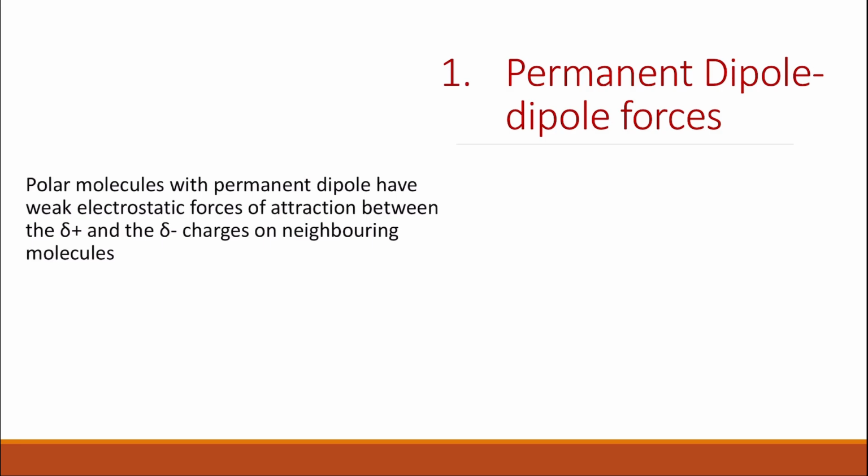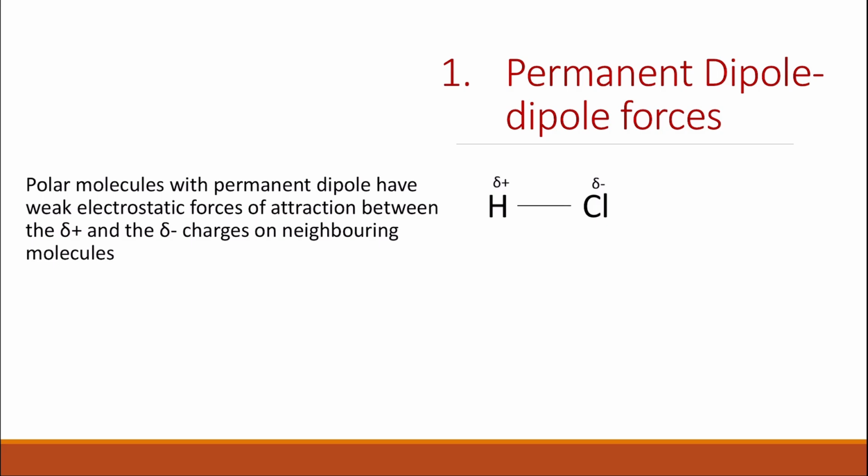Polar molecules which have permanent dipoles have weak electrostatic forces of attraction between the partial positive charge and the partial negative charge on a neighboring molecule. So let's see an example. An example of that is hydrogen chloride. This is a polar molecule with a permanent dipole.